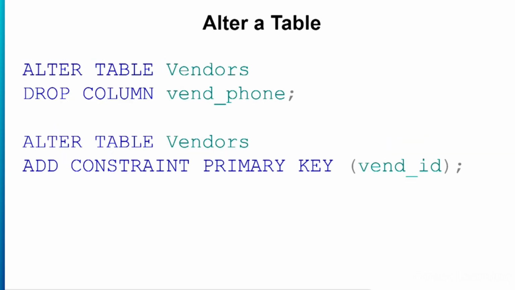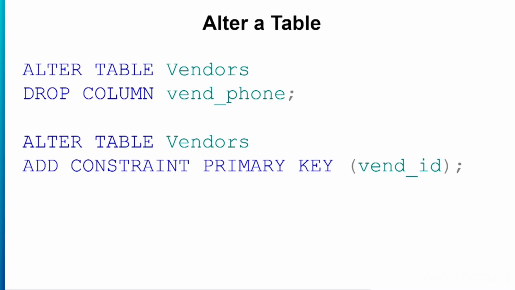If you want to change a table, alter table, and here we're dropping the vendor phone column. And alter table is also used to add primary and foreign keys. Here, alter table vendors add constraint primary key to vendor ID. So if you did not create a primary key at table create time, the alter table is being used to add a primary key. And this is in fact how most users create their keys.